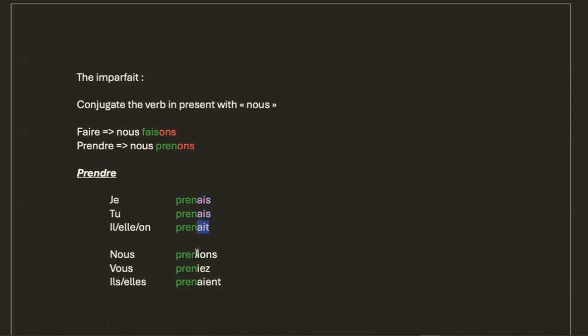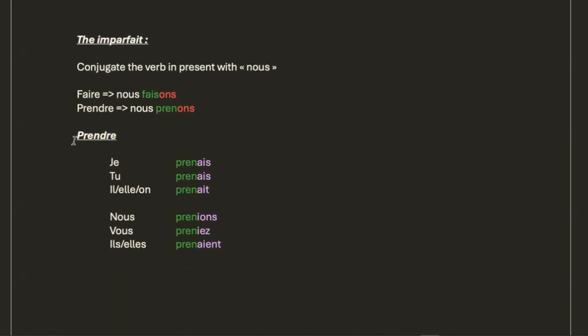AIS, AIT, IONS, IEZ, AIENT. And it is true for every single verb, for once. So that's cool. But of course, we're going to have an exception. What's going to be the exception? It's going to be être.